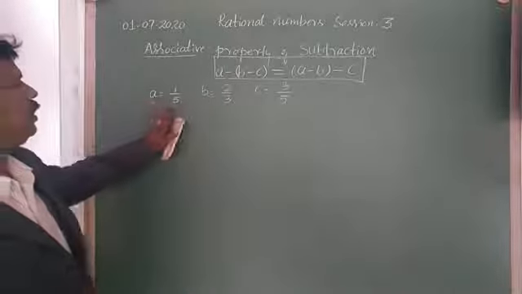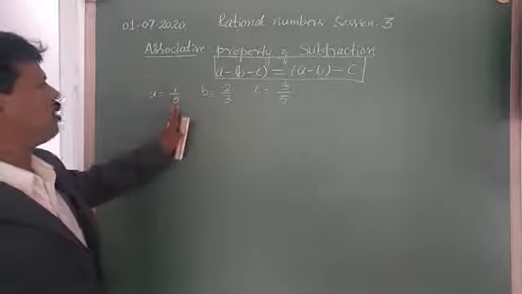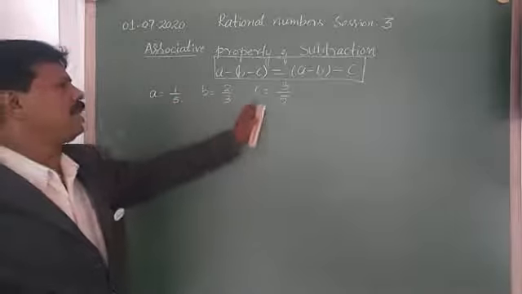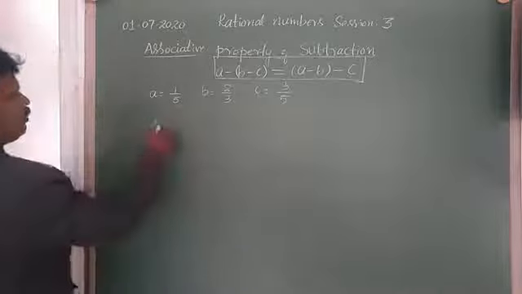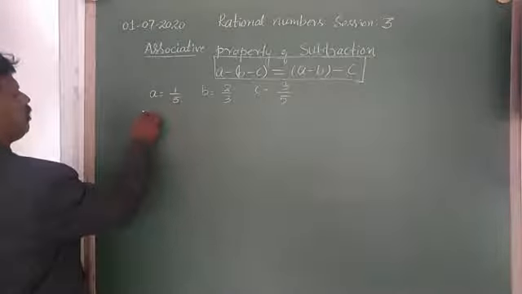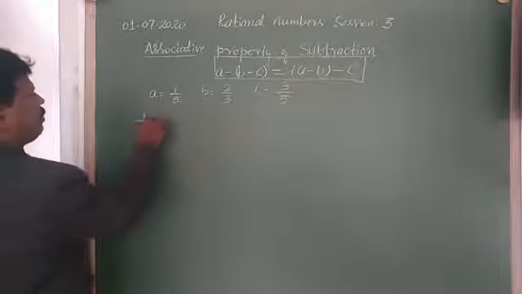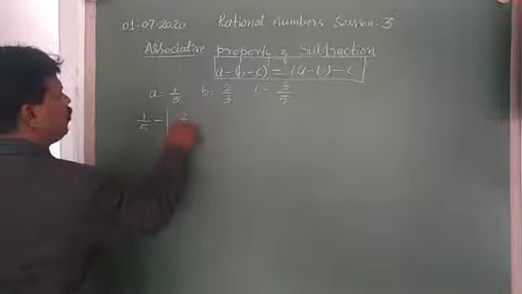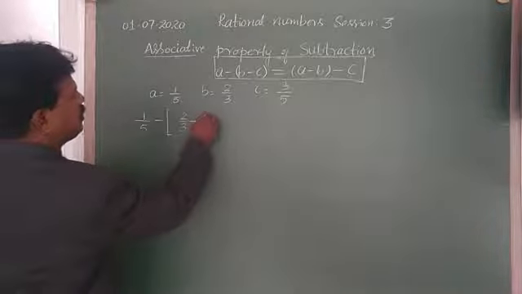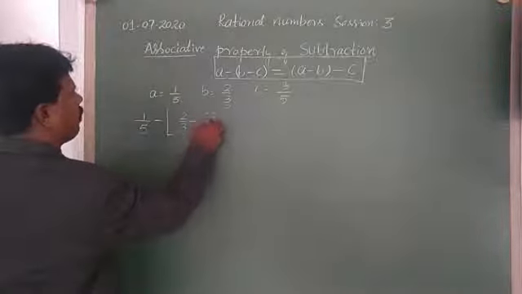Now I have taken a simple example. A is 1 by 5, B is 2 by 3 and C is equal to 3 by 5. Now check the first one, A. So A is 1 by 5 minus of B, 2 by 3, minus C, 3 by 5.